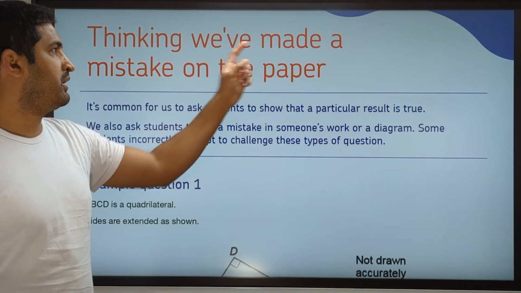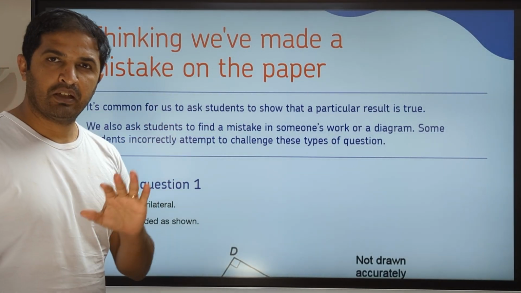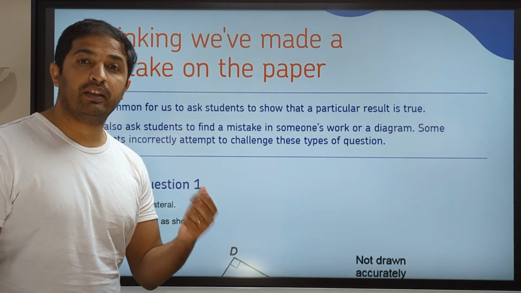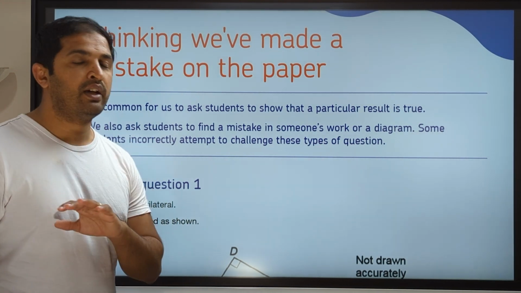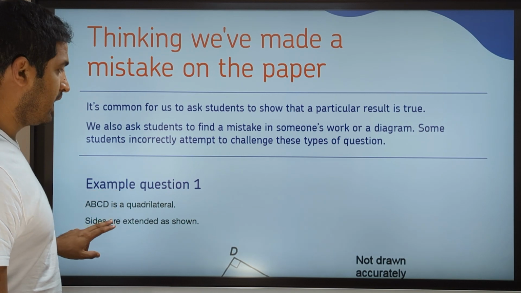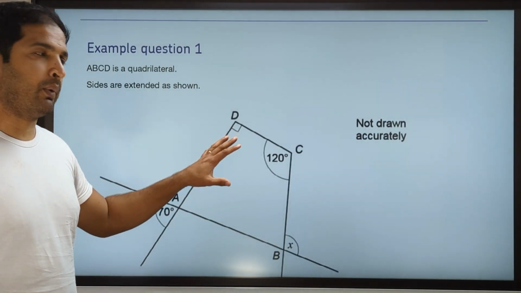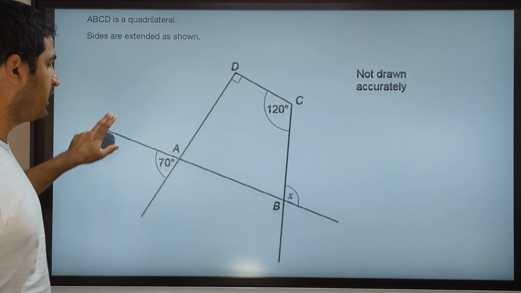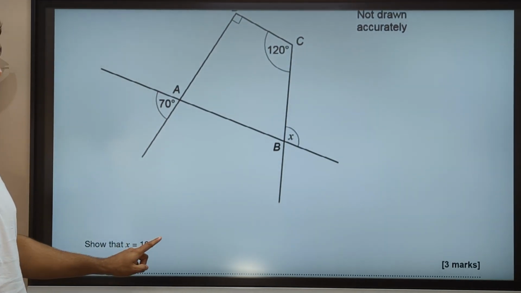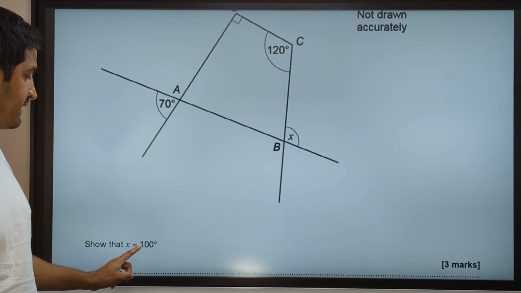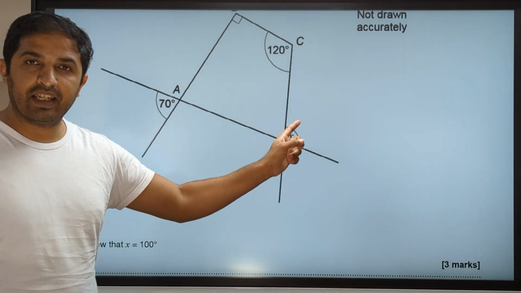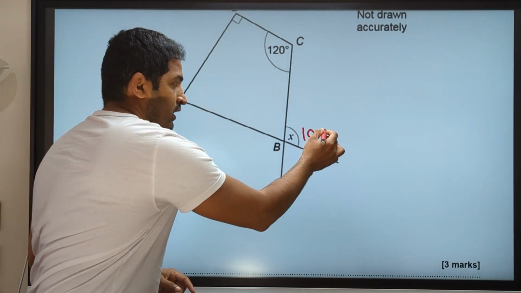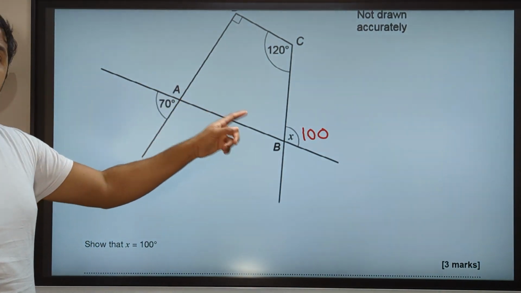Thinking the examiner made a mistake on the paper. That's another mistake that students make. They think the examiner must have made a mistake, which is not the case. So if that's the case, don't think that way and answer the question again. Look through it again. Mainly you have to watch for it when they ask you to show something. So in this case, you have to show that x is equal to 100. That means x is 100. You just have to show how it is 100.